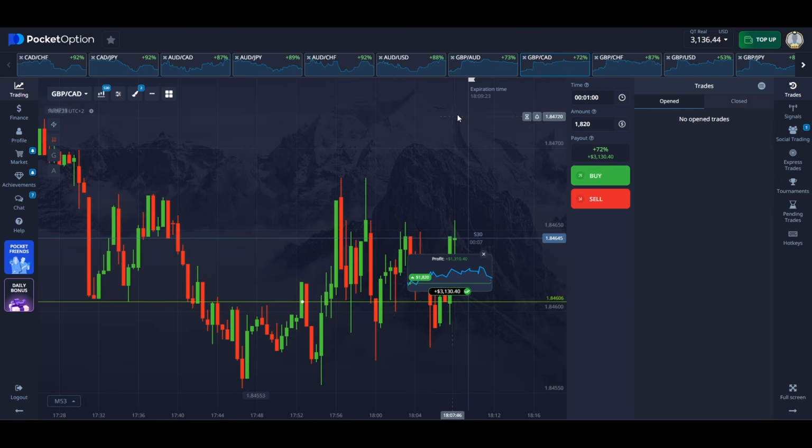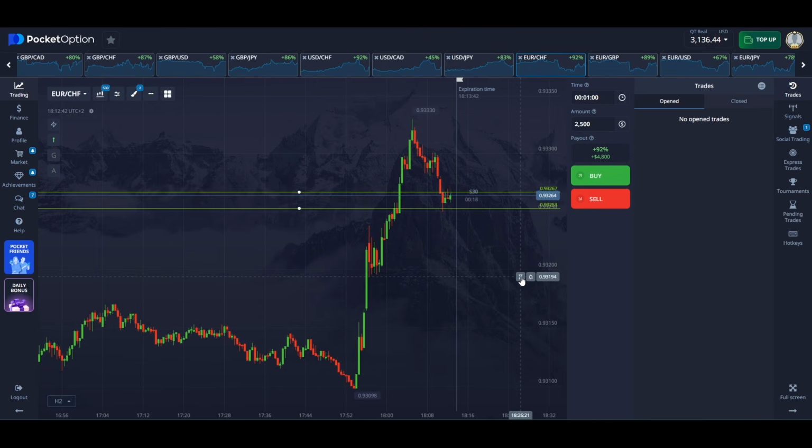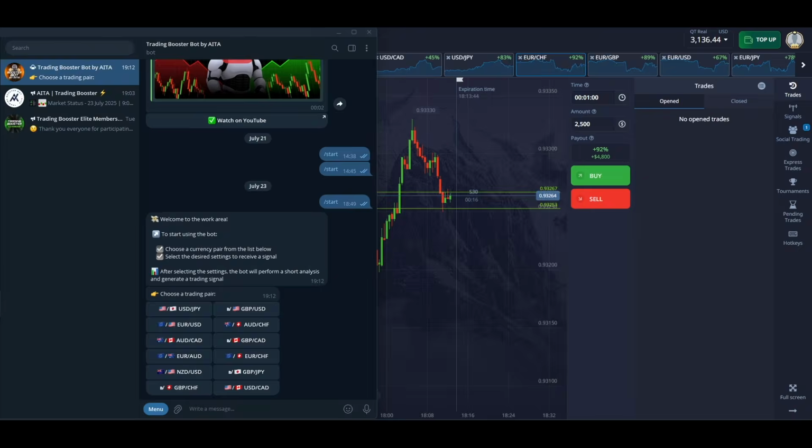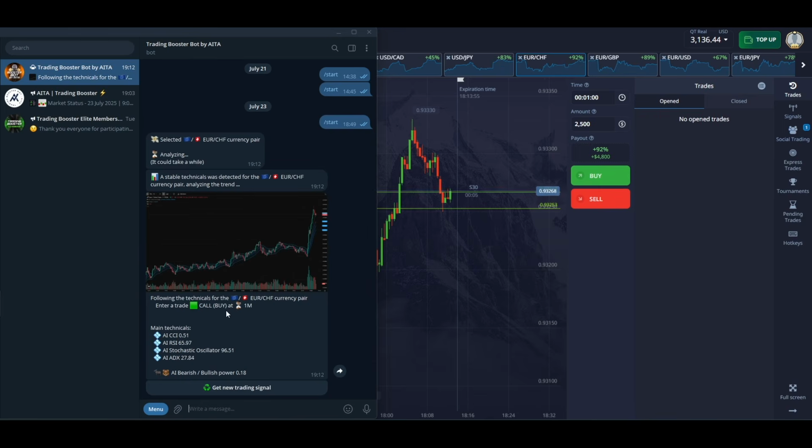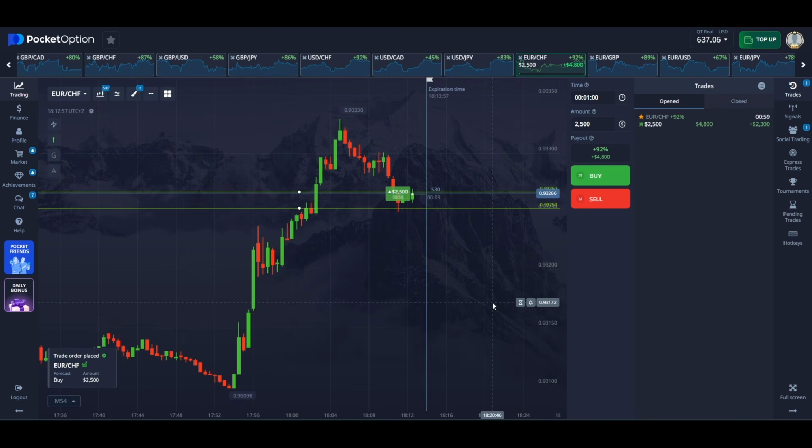Now, I want to open a trade for $2,500. That way, I'll keep 600 bucks on my balance, and if anything happens, I won't be too worried about losing them. The next currency pair I want to choose is Euro, Swiss franc. I go to the booster bot and select this currency pair. The trade duration is 1 minute, and now I'm waiting for my signal. I get a buy signal, and I'll open a buy trade right from here.